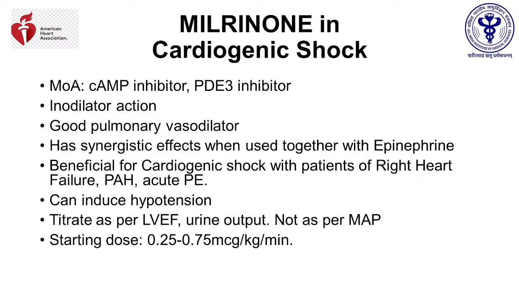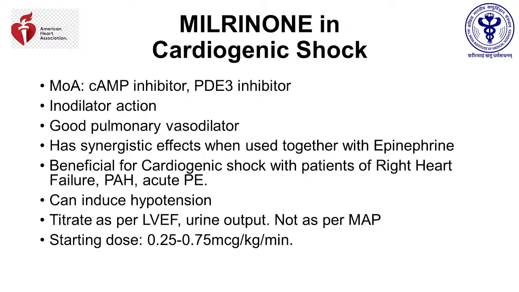Milrinone in cardiogenic shock. Per minute, sorry, per minute. Milrinone in cardiogenic shock, mechanism of action: cAMP increaser and PDE3 inhibitor. So increased cAMP will increase the contractility, PDE3 inhibition will cause vasodilation. That's why it has an inodilator action, and it has a good pulmonary vasodilator effect again. Synergistic effect when used with epinephrine, beneficial for patients with cardiogenic shock with right heart failure, PH, acute pulmonary embolism.